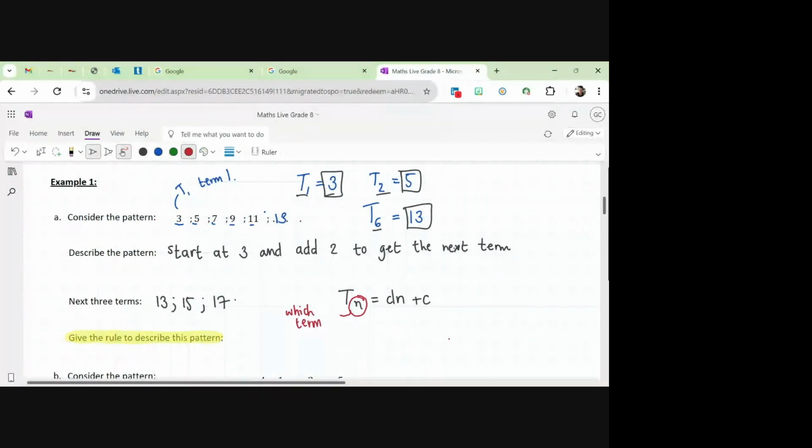Everybody understand why ma'am has put an N there? We don't know which number we're looking for yet. So we're just going to rewrite it as an N there because we're going to choose later on in the future whether we want the 20th term or whether we want the 50th term. Then we can replace N with 50, or we can replace N with 20, or with any number we want. But at the moment, we don't know what that number is. So we're going to leave it as TN.